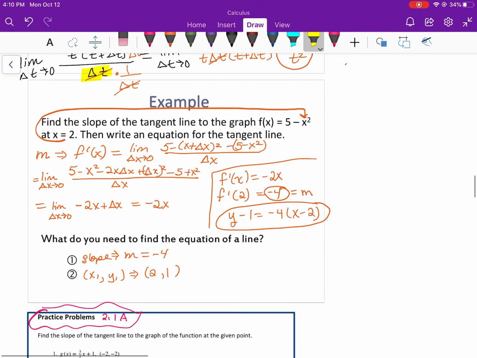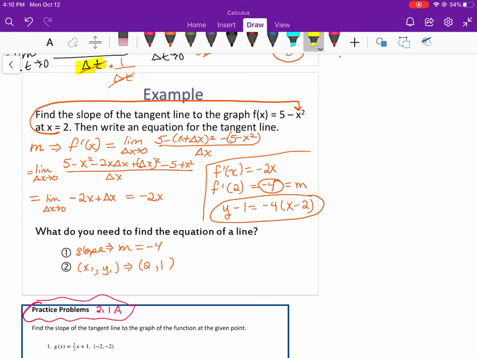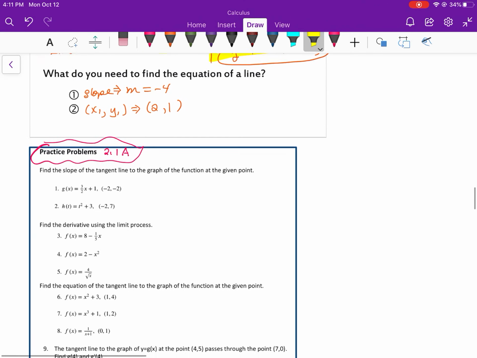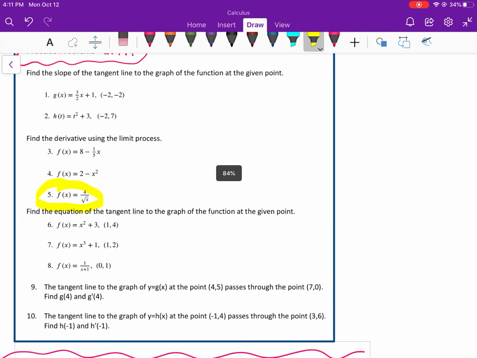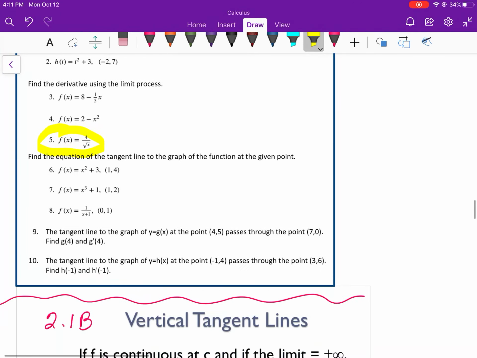And then we went through this example here where we found the slope first, and basically that gave us this formula for slope. When we were all done with that, we got negative 2x. We plugged in 2 for our x right here, and we got a slope of negative 4. And then we wrote the equation of our line. Then we tackled number 5, and I will attach a picture of the work for that one on Canvas in a little bit. So look for that coming up soon.